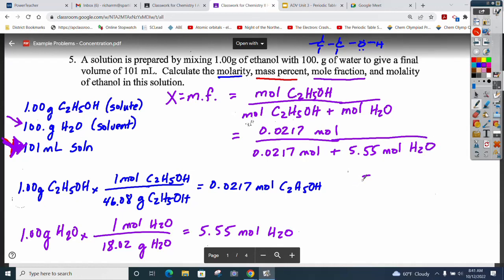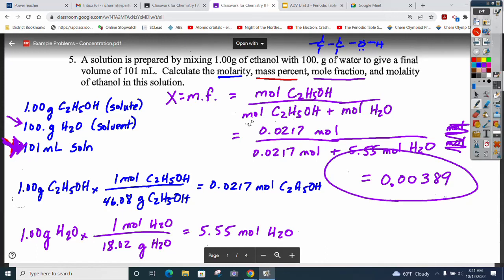Okay, plug and chug into your calculator for me. Round to your 3 sig figs, and you should be getting 0.00389, or if you prefer, 3.89 times 10 to the negative third. Both are perfectly fine. The unit for this one does not exist because I had moles in my numerator and moles in my denominator, so they cancel out. So my mole fraction is just a number, 0.00389. Again, I'm going to clean up.